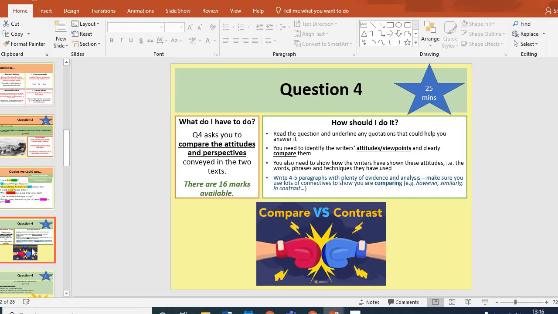You're going to need to read the question and underline any quotations that could help you. Now we know that question 4 assesses both of the sources, so source A and source B, because you're having to compare between the 2. You'll need to identify what the writer's attitudes and viewpoints were, and then clearly talk about them. And you need to be able to say how they've shown these attitudes, so through the use of the words, maybe the phrases, or the various techniques that they've used. This one I would aim to write about 4 to 5 paragraphs. If you need to, you can make notes under each of the headings. You might want to put question 4 and then maybe note down those points of how you should do it.